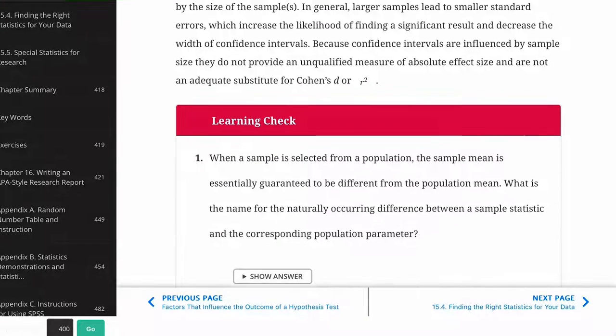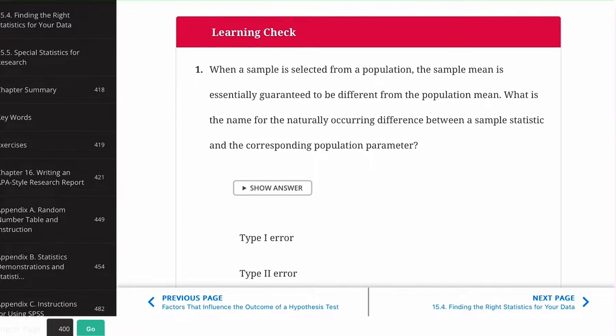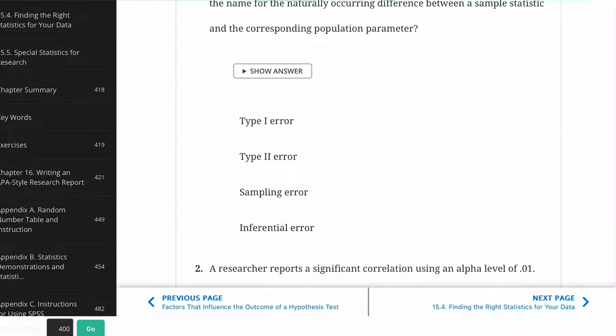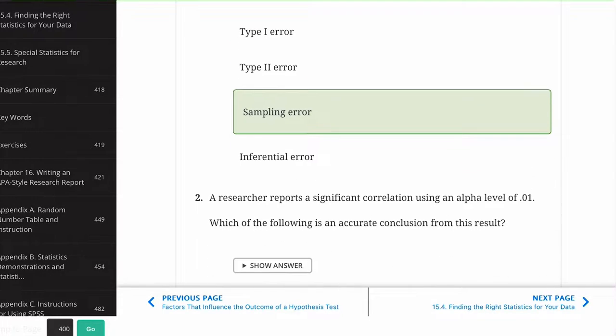Okay. We made it through. Woo! All right. So the learning check for this, when a sample is selected from a population, the sample mean essentially is guaranteed to be different from the population mean. We talked about that. It's not going to be the same. What is the name for the naturally occurring difference between that sample statistic and the population parameter? And hopefully you guys remember that is called the sampling error. That was the first thing we talked about in this video. If you don't remember that already and you're thinking, what? Then rewind this and go back and watch that again, or go back and read that section in your textbook.